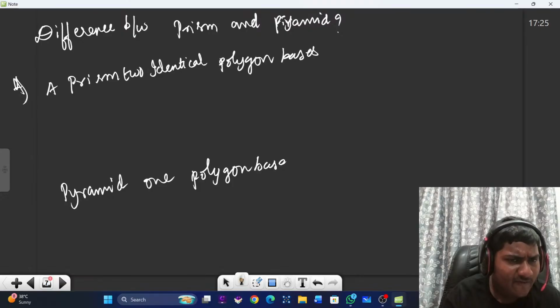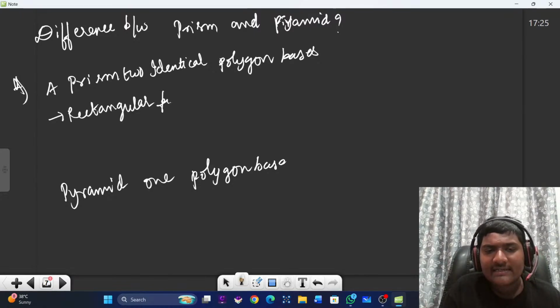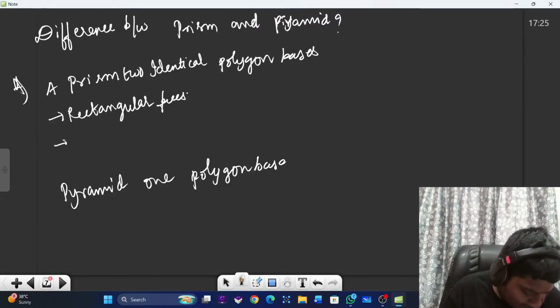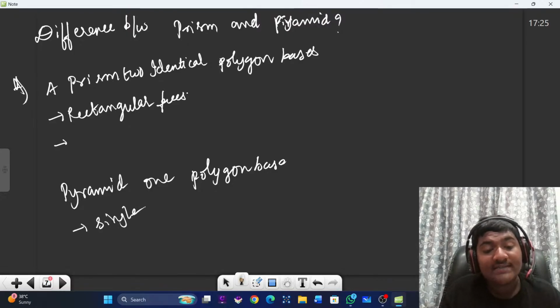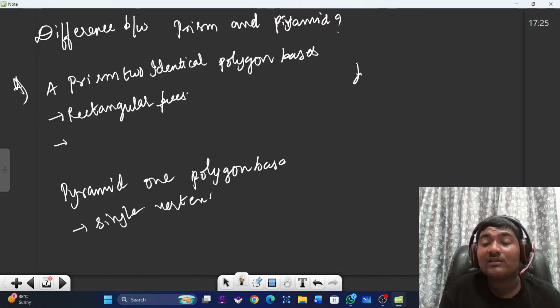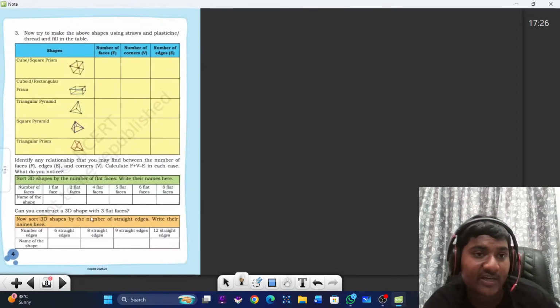So which shape does the prism have? It has rectangular faces. Which faces, children? Rectangular faces. And another thing, pyramid has only a single vertex. So there are so many differences. These types of questions are called differentiation questions. This question is also important, children. Make sure not to make any mistakes on this question, which is also a very easy question.